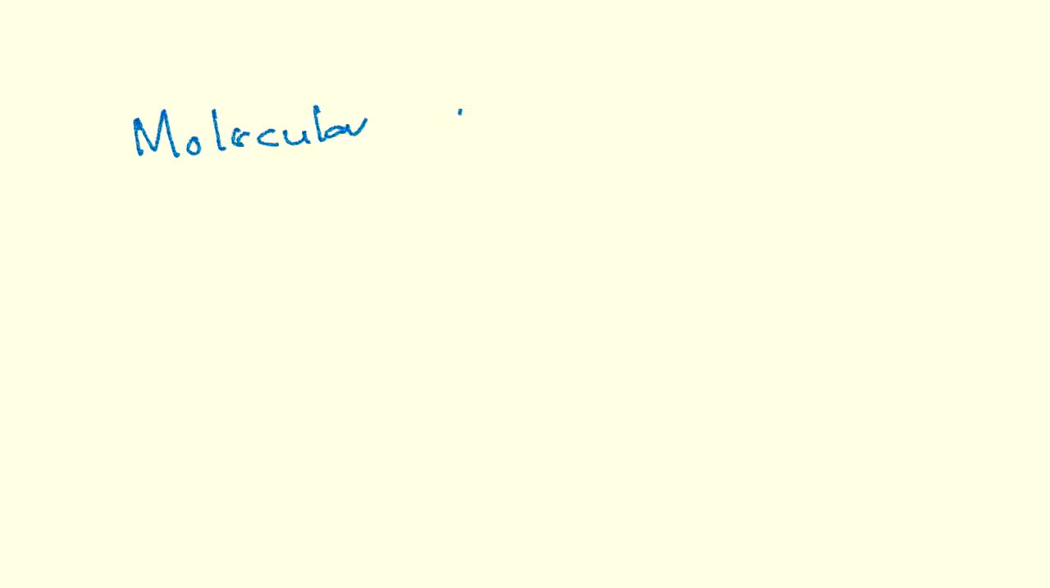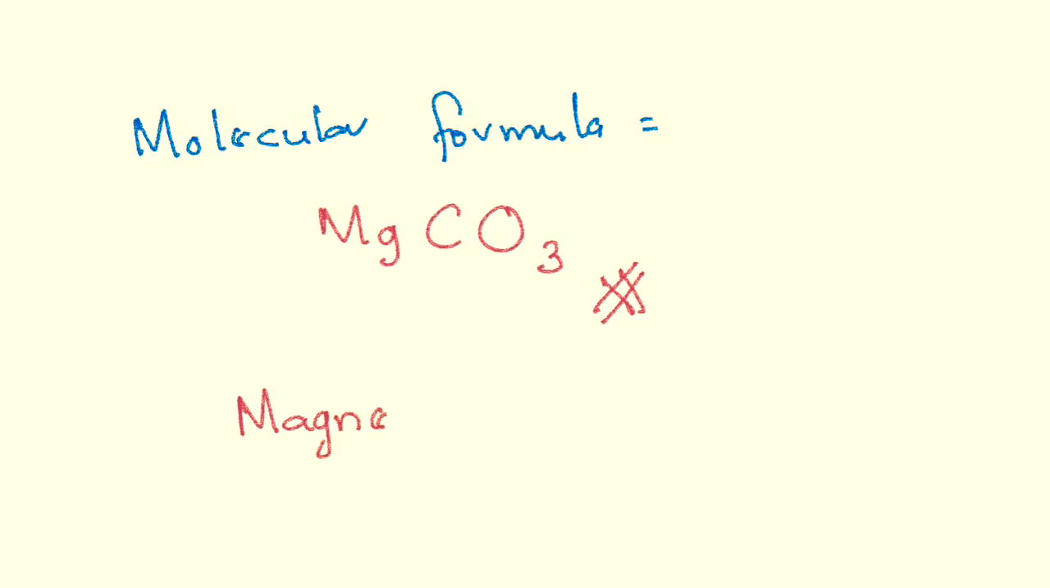Since the ratio between molecular formula and empirical formula is equal to 1, we can find that the molecular formula is MgCO3. This is the molecular formula for magnesium carbonate. In this example, we found that the empirical formula and the molecular formula are the same.